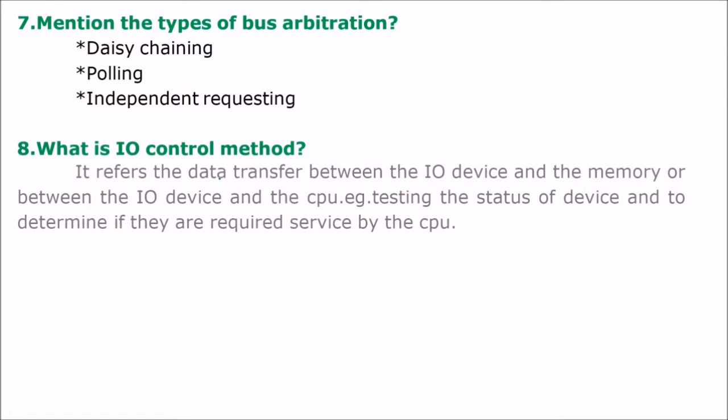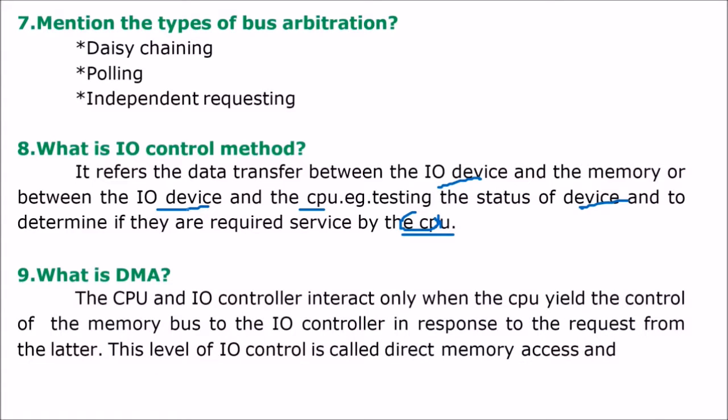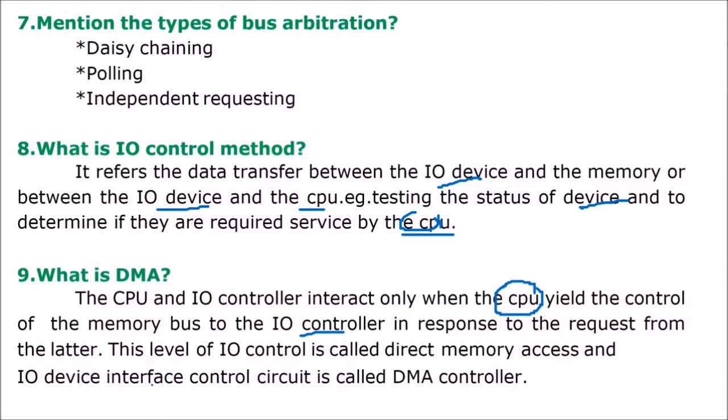What are input-output control methods? They refer to the data transfer between the input-output device and the memory, or between the IO and the CPU. For example, testing the status of a device to determine if it requires service or needs the attention of the CPU. This is the IO control method. What is direct memory access or DMA? The CPU and IO controller interact only when the CPU yields the control of the memory bus to the IO controller in response to a request from the latter. This level of IO control is called direct memory access, and the IO device interface control circuit is called the DMA controller.